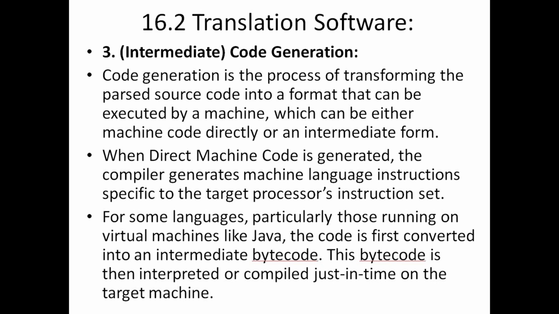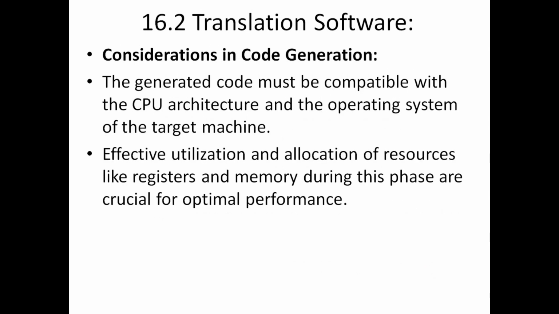So you write a single piece of code and then you distribute it freely, and whoever downloads it on their system, when they try to run the software, it is immediately translated on time into a machine language that is specifically targeted towards the processor of their own machine. That's how one single software can run on multiple platforms. The generated code must be compatible with CPU architecture and operating system of target machine.